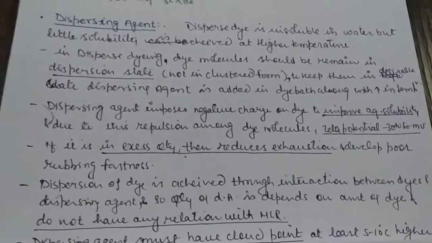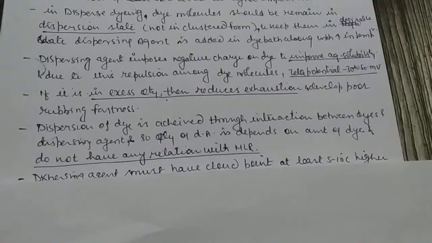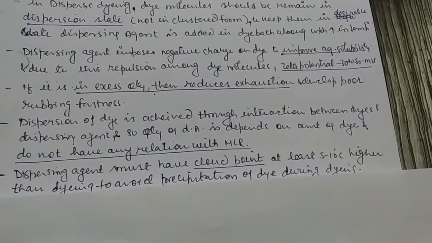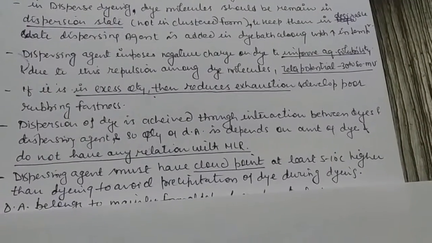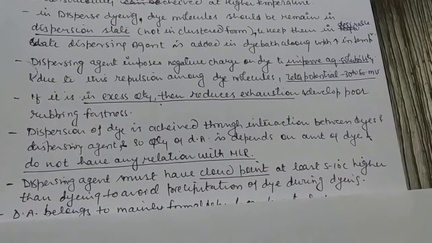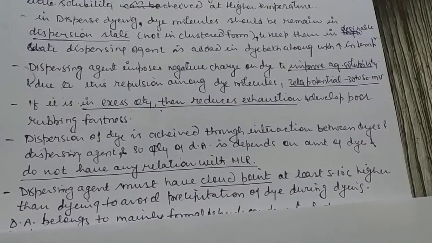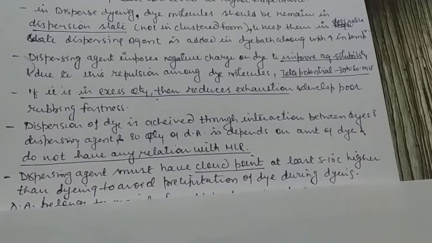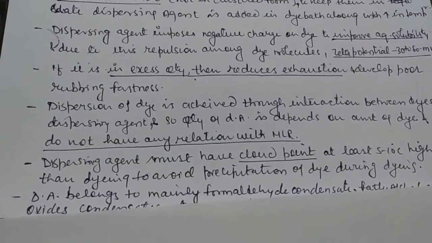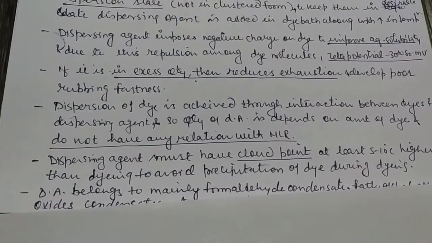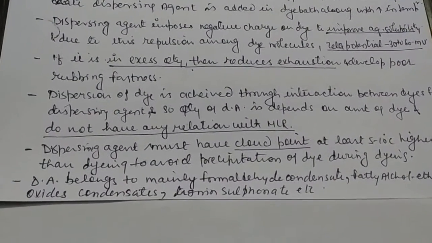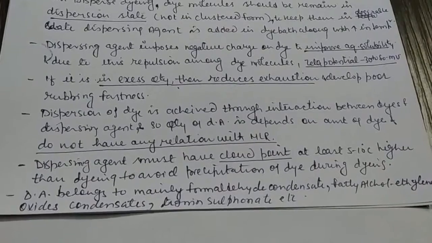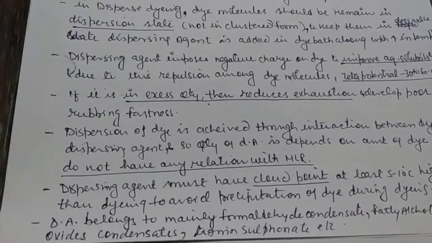Very specifically the amount of dispersing agent is varied with structure of dye molecules. Again, one of the prerequisite of dispersing agent is that the cloud point of dispersing agent should be at least 5 to 10 degree higher than dyeing temperature. If not, then there is chances of precipitation formations of the dye during dyeing. So to avoid the precipitation formation, dispersing agent must have cloud point higher by 5 to 10 degree centigrade than dyeing temperatures. Dispersing agents belong mainly to formaldehyde condensate, fatty alcohol ethylene oxide condensate and lignin sulfonates types.